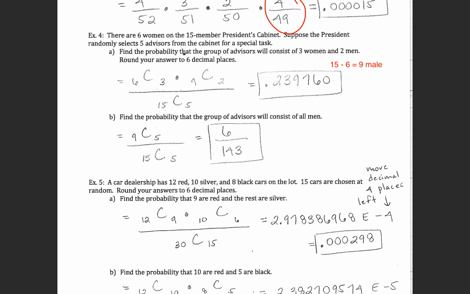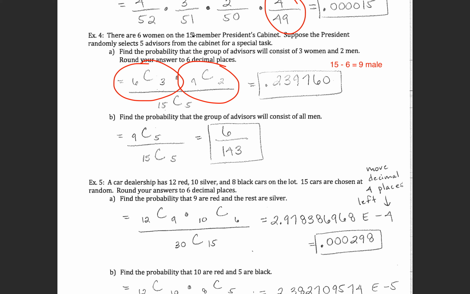Bring that over here. We need to find the probability that the group of advisors will be 3 women and 2 men. So the 3 women are right here. There are 6 total women, and I'm choosing 3 of them. So this is my women, times my men. Here's my group of men. There are 9 total men, and I'm choosing 2. So women times men, just like we saw in a previous problem where we had teachers times students. The difference now is I have a fraction because I have to put the total on the bottom. And the bottom is always going to be the total.